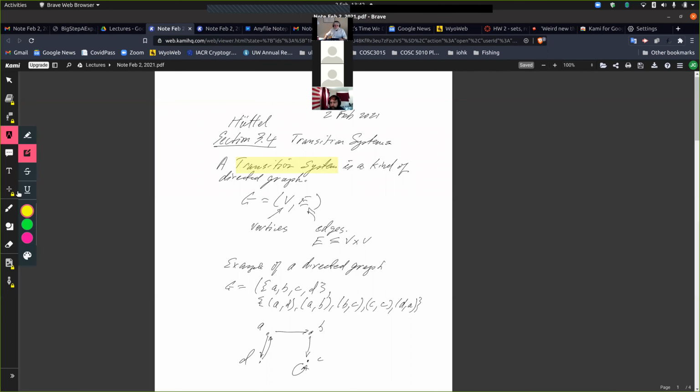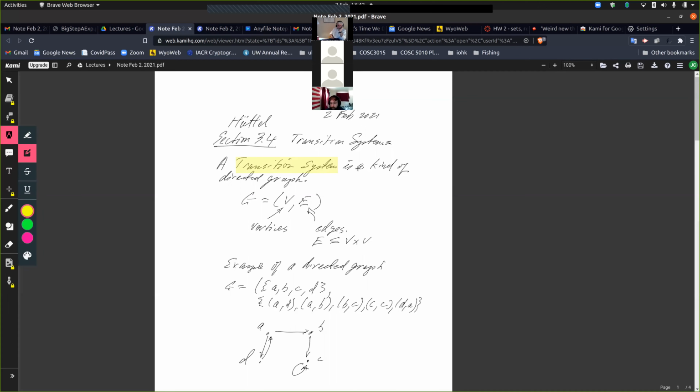Okay. So anyway, this is going to be a discussion of the definition of transition systems, and this is from section 3.4 of the book. So let me see, can I? Looks like I can only do a text highlighter. Oh, a box highlighter. Okay, that's fine.